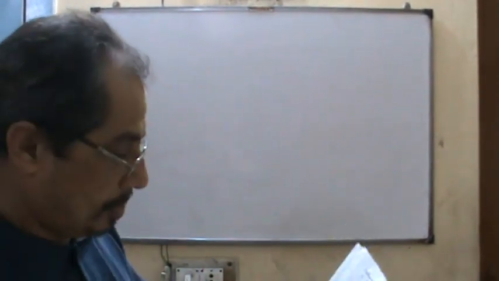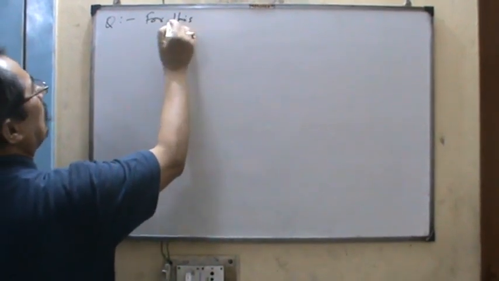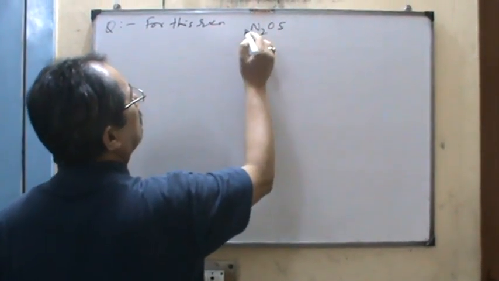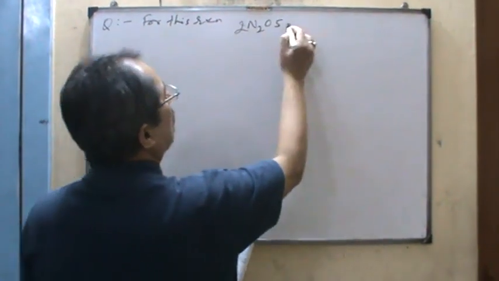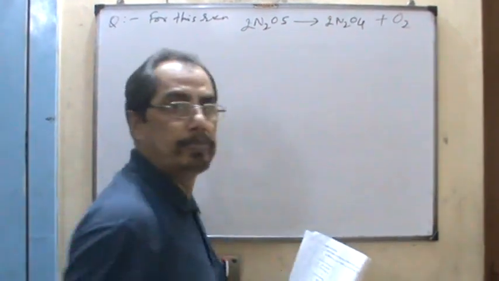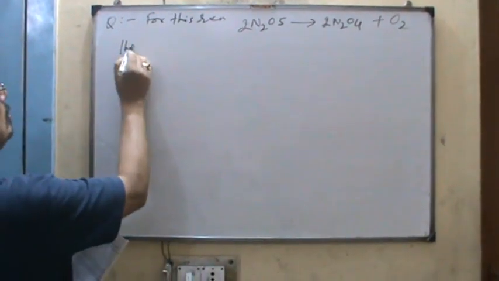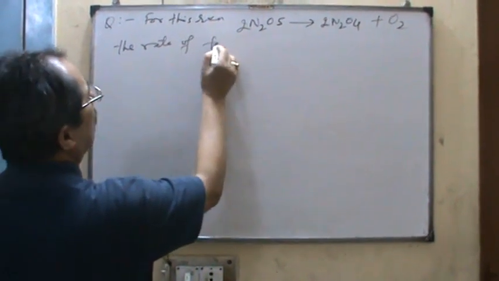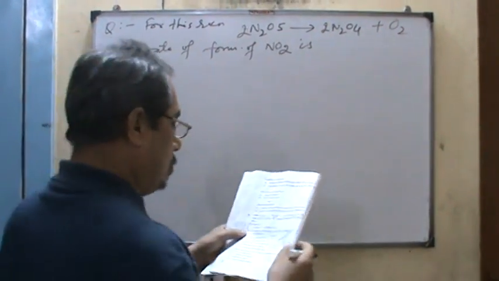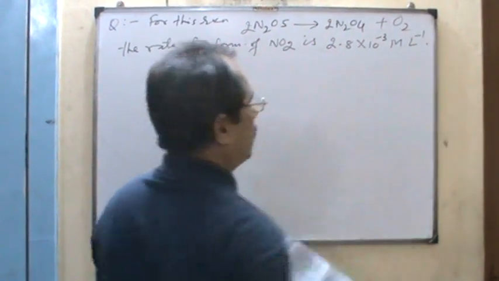So, dear students, the question is: for this reaction, 2N2O5 gives 2N2O4 plus O2. That is given. And the rate of formation of NO2 is 2.8 × 10^-3 mol per liter.